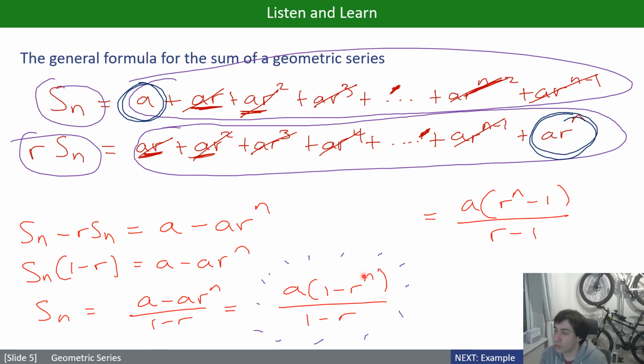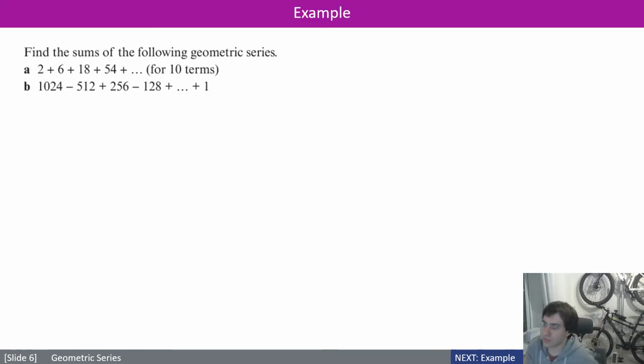And that's it. That's our formula for the session. That's our formula for the day. And it's what we're going to be using to answer some examples and some questions. So let's give it a go. So we're going to find the sums of the following geometric series. 2 plus 6 plus 18 and so on for 10 terms. And then this one here, where they specify the beginning and the end, but they don't tell us how many terms there are. Let me just write the formula Sn one more time up here so we've got it on screen, so we can start getting it into our brains.